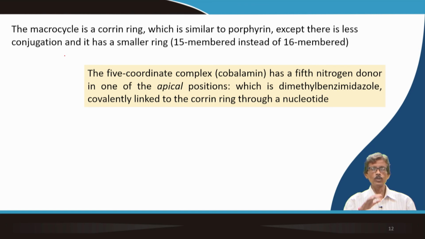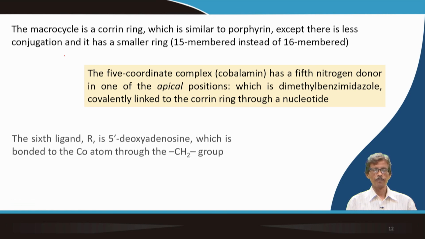So, already I told you the fifth coordination site you can have is a dimethylbenzimidazole. Then further it is covalently linked to the corrin ring through a nucleotide. So, that is why your structure is a little bit complicated. Try to compare it with the structure we have learned in the case of myoglobin.